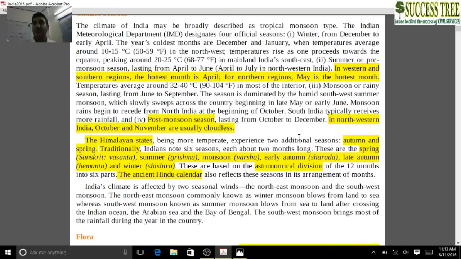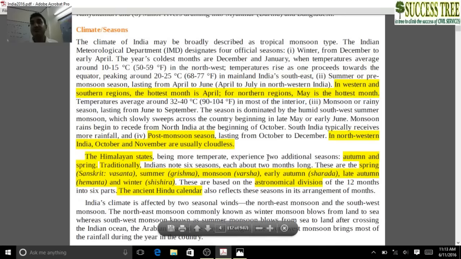So if May is the hottest month of North India, then in the south it will be at least one month before that. So it must be April. Regarding this, sun rays overhead over a place means the hottest time of that place. Under the topic climate and seasons, second point: in western and southern regions, the hottest month is April. In northern regions, May is the hottest month.